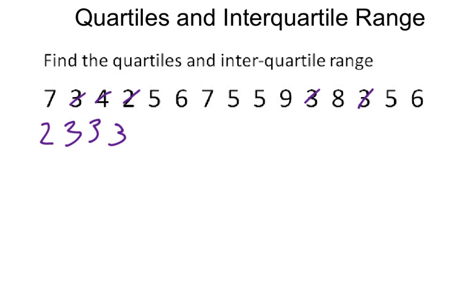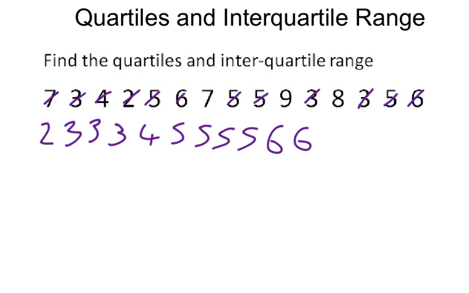and then there's a 4, and a 5, and another 5, and another 5, and another 5. Then there's a 6, and a 6, and a 7, an 8, and finally a 9. So now we've got our data written in order, and first of all we're going to find the median.